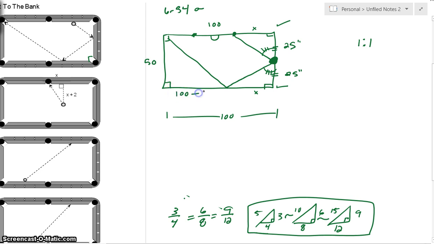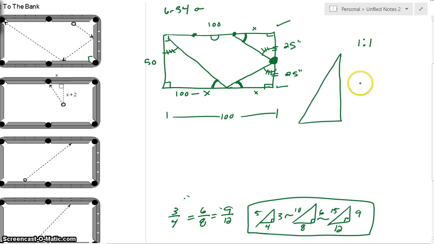So all we can really say is that this missing piece right here is 100 minus x. Don't know the measure of this angle, but I do know that it's going to be the same as its bounce because of reflection. And that makes an angle-angle similarity situation in this triangle and in this triangle.